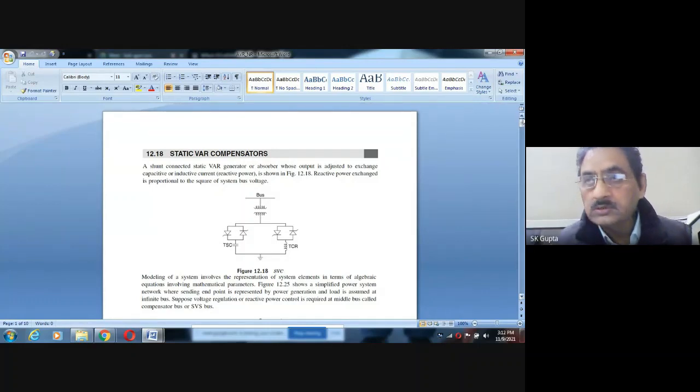Now, next is, if we apply the AVR, then how the power flow analysis will be performed. The role of the AVR is to maintain the constant voltage of the bus. Suppose there is a 26 bus system and at bus number 5 an AVR is connected, then this AVR will try to maintain the constant voltage at that bus.